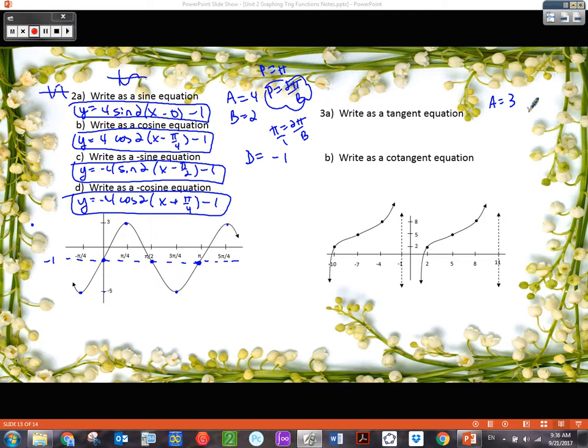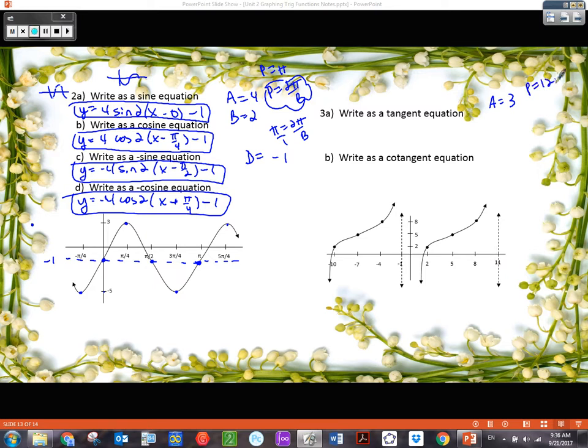All right, so let's look at the period. The nice thing about cotangent and tangent is that the period is really distinct. It's between the asymptotes. So I have one asymptote at -1 and another one at 11. So I know the period is 12.